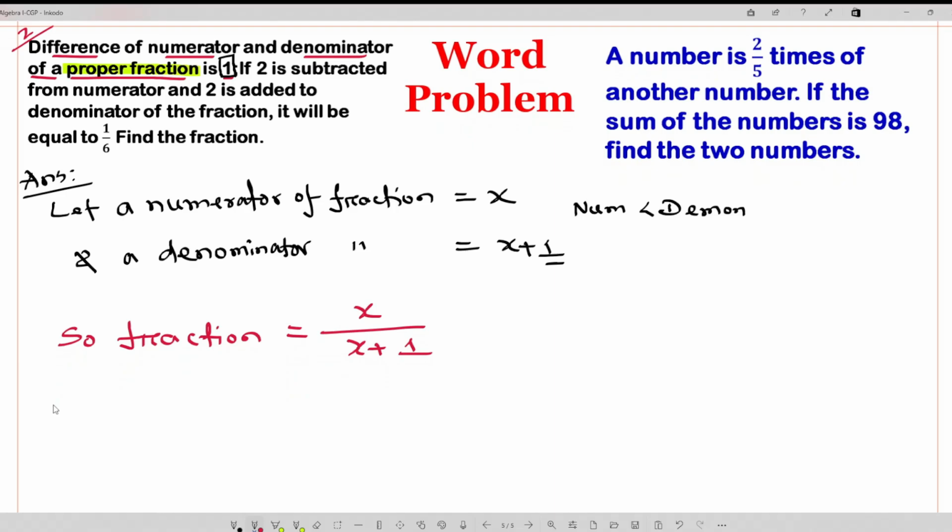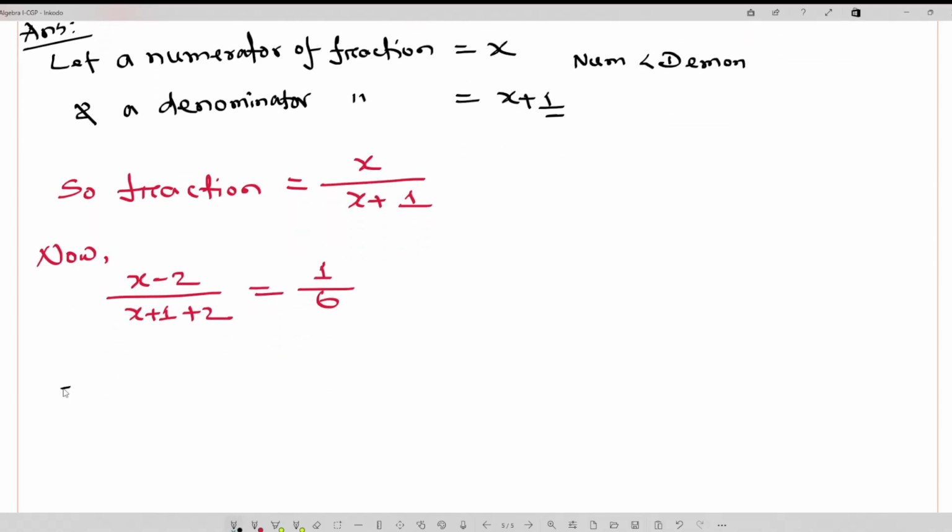Okay. Now here it is mentioned, if 2 is subtracted from the numerator, so x minus 2, and 2 is added to the denominator, so x plus 1 plus 2, it will be equal to 1 by 6, so equals 1 divided by 6. Okay. Now we have to find out the value of x. So here is x minus 2 over x plus 3 equals 1 by 6.